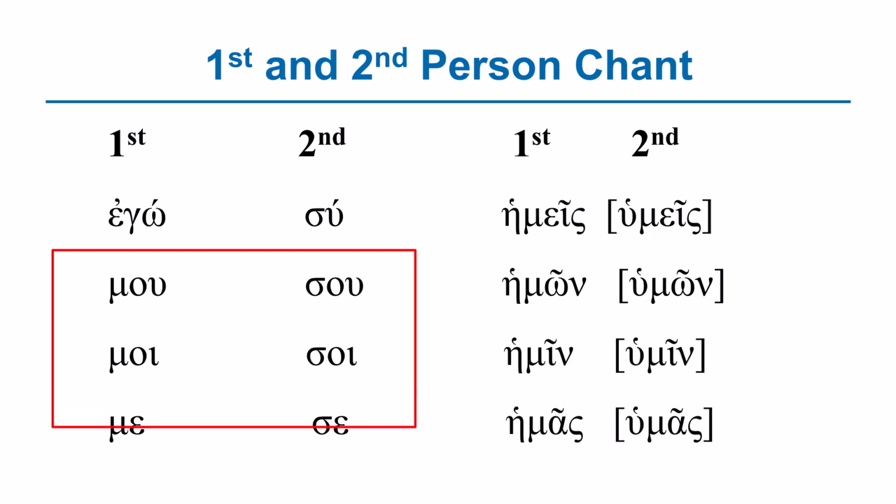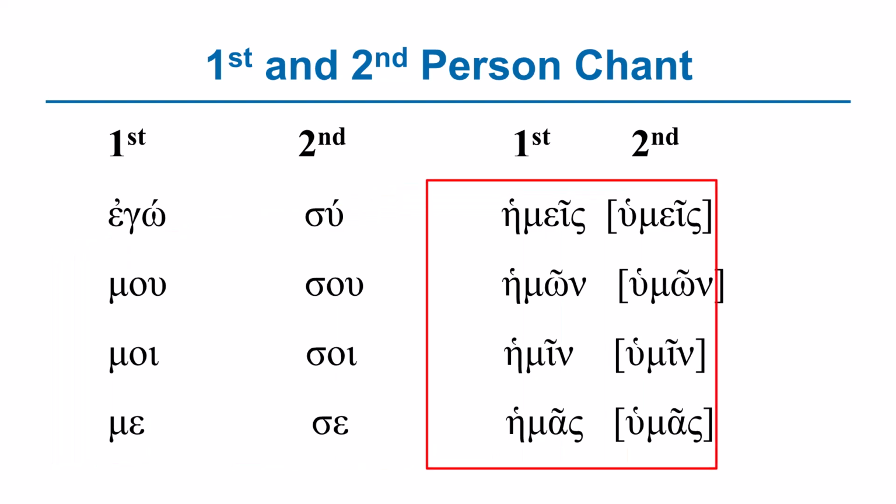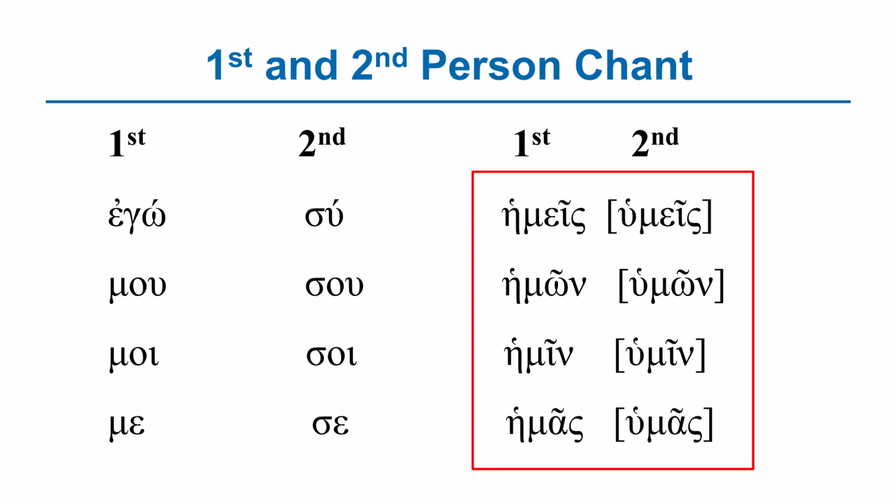When you look at the accusative, you have me and you have se. So this gives you easier ways of mastering the paradigm. You have mu, you have su, you have moi, you have soi, you have me, you have se. So that is easier for you to master. And when you look at the plural, there are also similarities there. In fact, the plural is more similar.